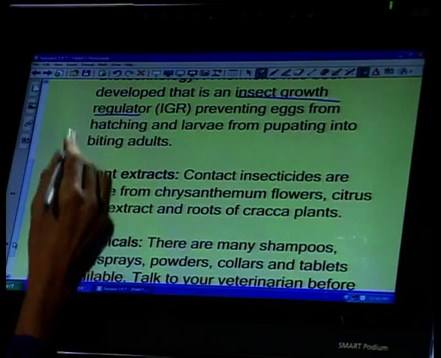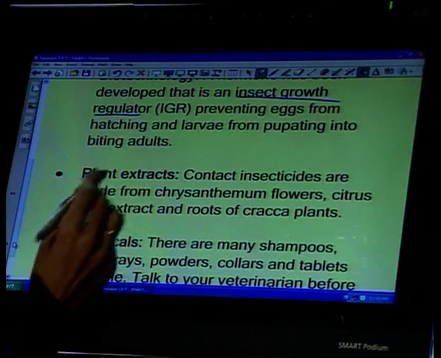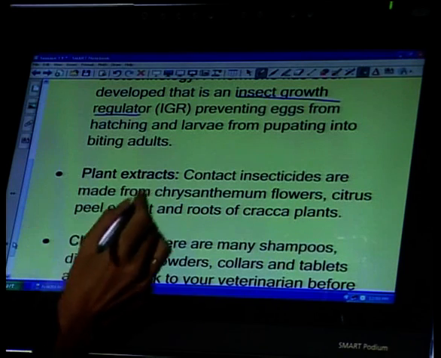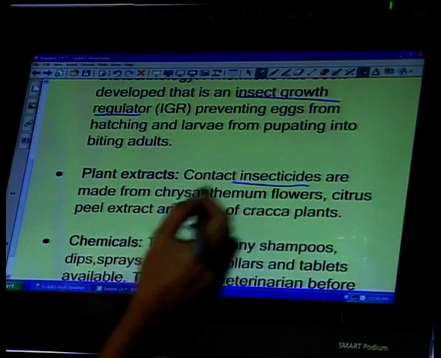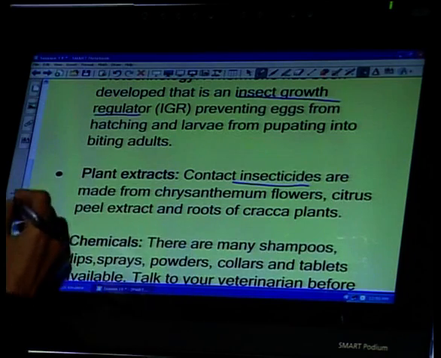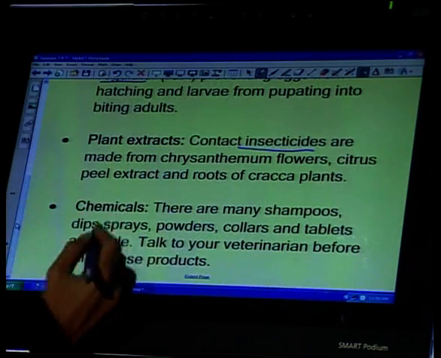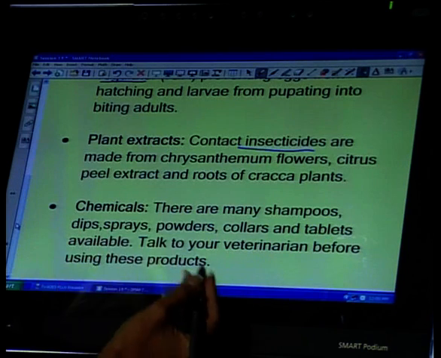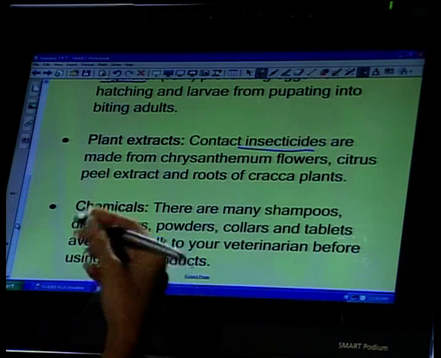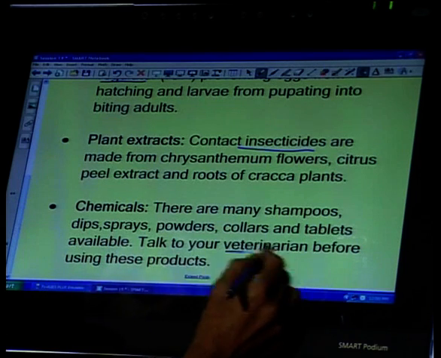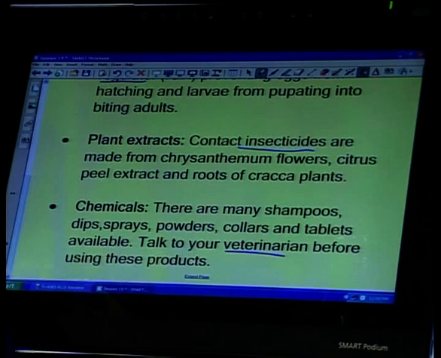Remember, we've done metamorphosis, so that would come into incomplete metamorphosis. Your plant extracts, you've also got insecticides that are sprayed. You've also got chemicals. There are many shampoos and dips and sprays and powders and collars and tablets available. You need to talk to your vet and make sure that your animals are not infested with fleas and ticks and yucky things like that. They sit in your home, they sit around you, you're going to get sick.